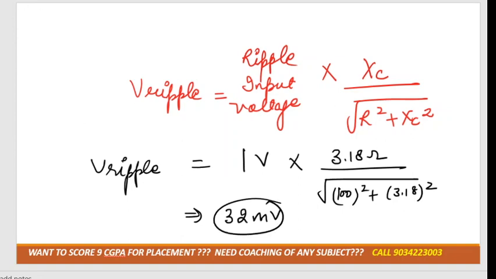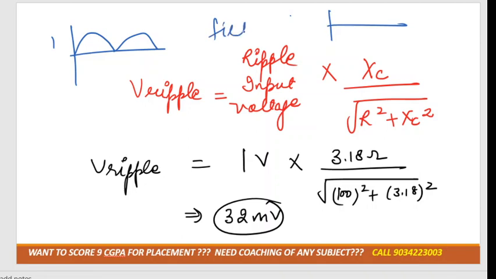So you can see how much the voltage is reduced. On the input side we have a ripple of 1 volt, but after using the filter we are getting how much? 32 millivolts, and 32 into 10 raised to power minus 3 means 0.032 volt. There is a much greater reduction of the ripples in this case, right?